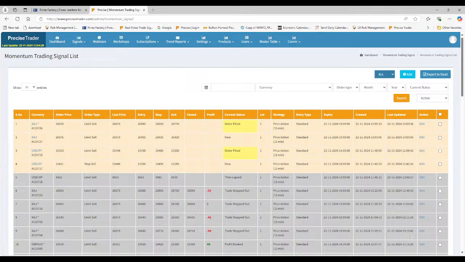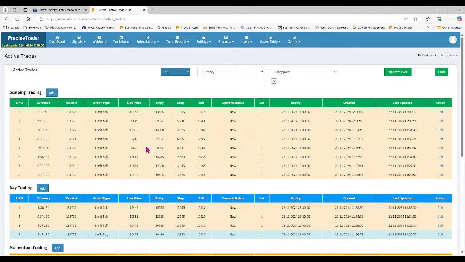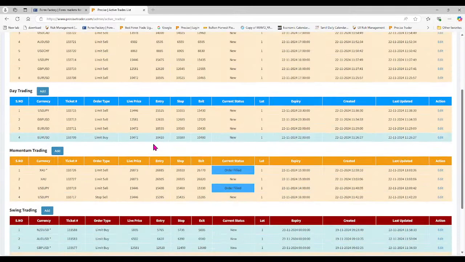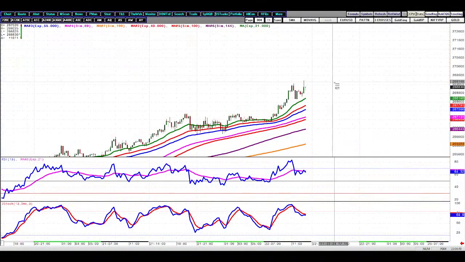Okay, now I think the dollar Swiss I have discussed, dollar yen I have discussed, and I don't think I have anything else to discuss. I think as of now this would be the only trades. Okay, let's discuss one last time gold before we switch off.